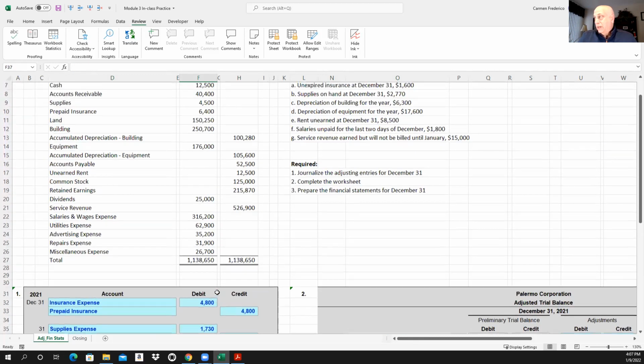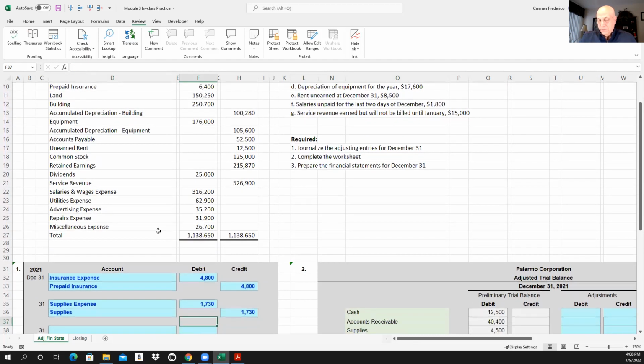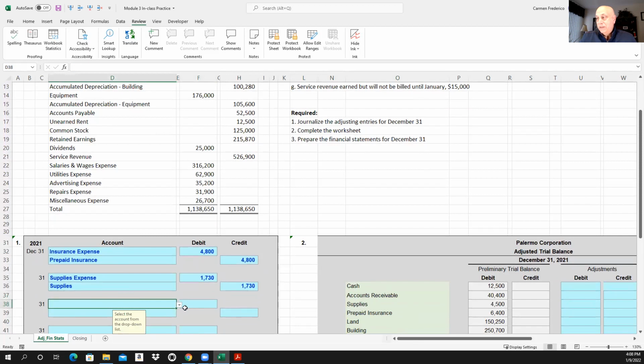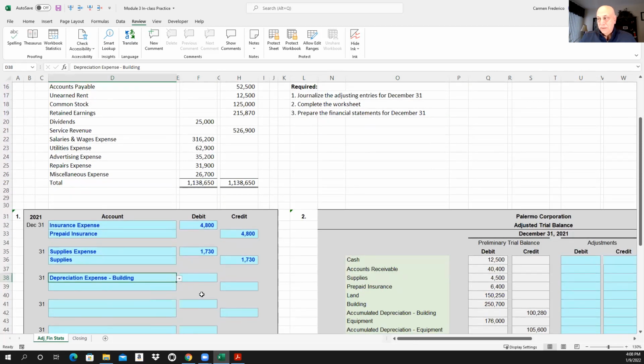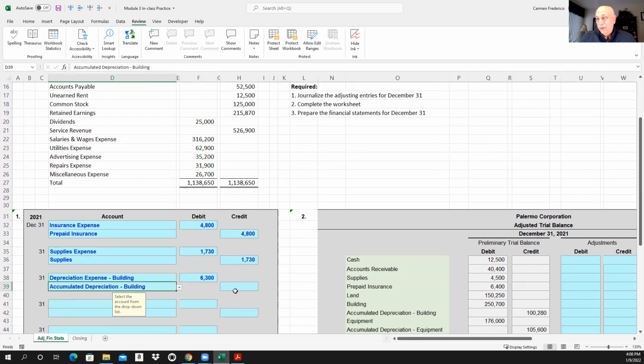Let's keep going. The third entry, we have the depreciation on the building, $6,300. So we find an account called depreciation expense on the building. And it's an expense. As the building is written off, that's an expense, depreciation expense, $6,300. And we know we can't credit the building directly. We have to use the contra asset account called accumulated depreciation on the building. That's where we accumulate our depreciation.